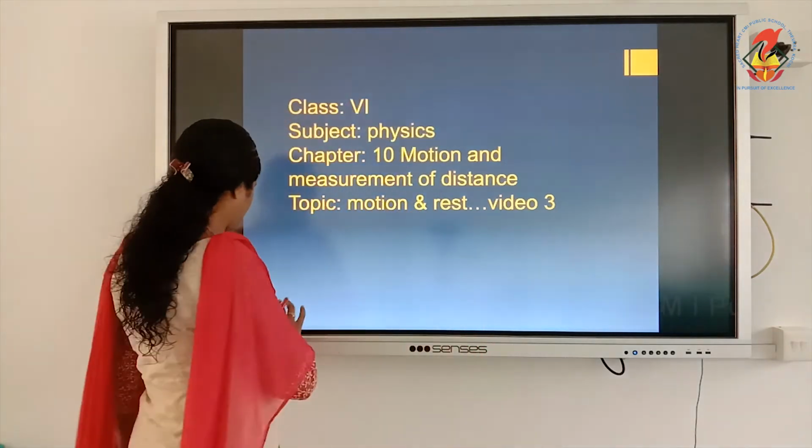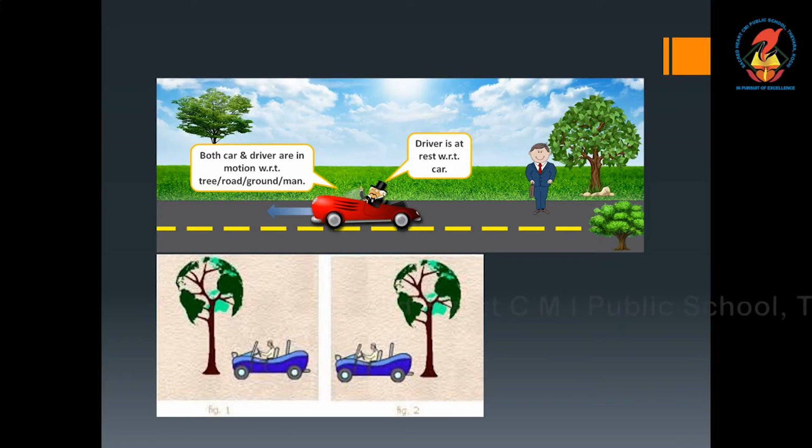Here, in this diagram, a tree is there and a car is on the right side of the tree. Now, in the second figure, you can see that after some time, when you observe the same thing, the car is on the left side of the tree. Left side of the tree means the car is changing its position.